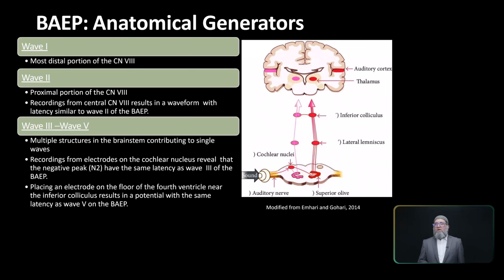So the anatomy of the generators of the waves is very important. That's why I'm presenting it again and again. Make sure that we can draw that and remember that wave 1 is the most distal portion. Wave 2 is a proximal portion and some cochlear nucleus. And then there's wave 3, 4, and 5, which are coming from the lateral lemniscus, inferior colliculus, and thalamocortical radiation.